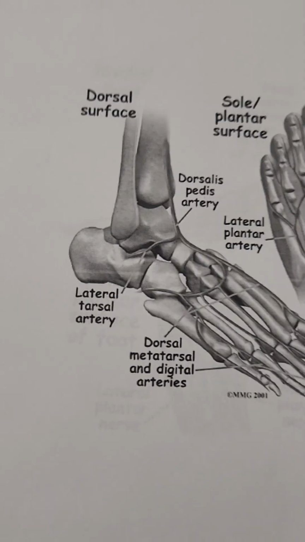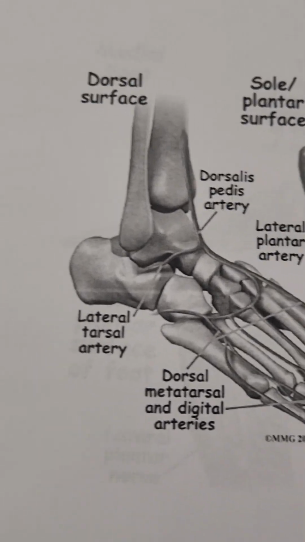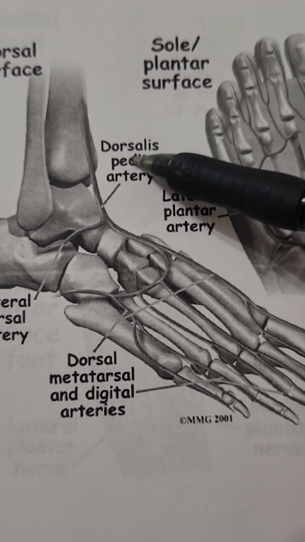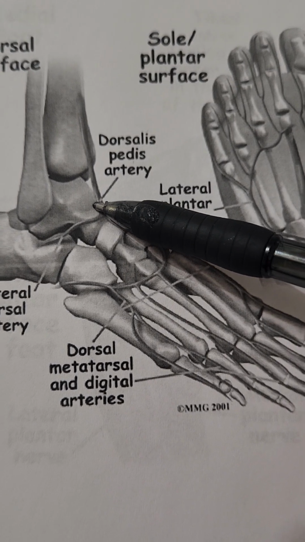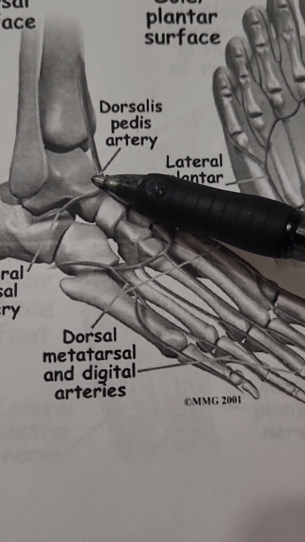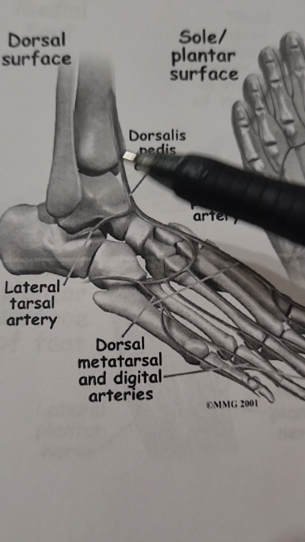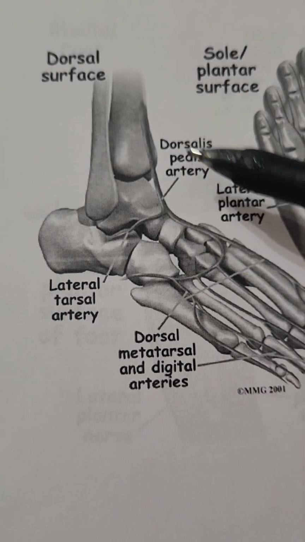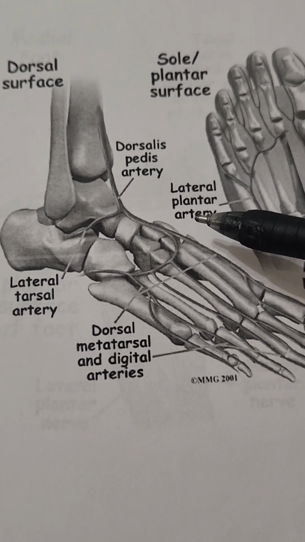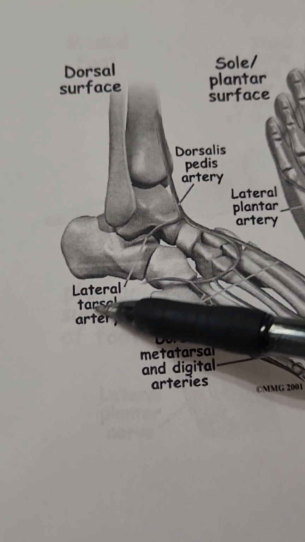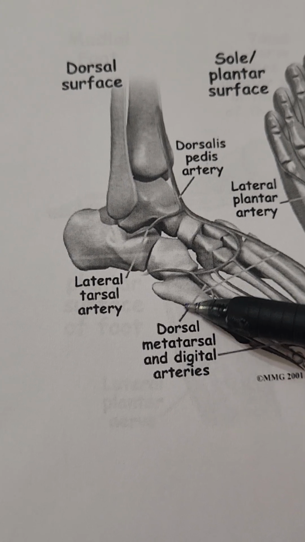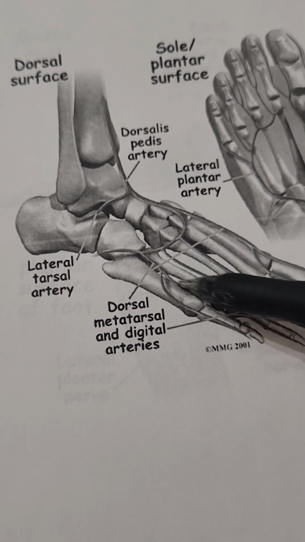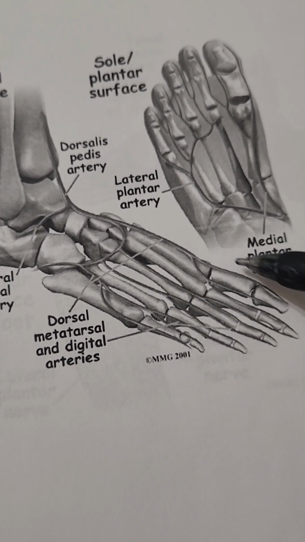Now, these are just showing you your arteries. We discussed these before when we did the ankle, but once again, dorsalis pedis artery. Whenever you go to the hospital, they want to make sure you're having blood supply to your foot. They will take their fingers and kind of put it in this area to make sure they can feel a pulse. Dorsalis pedis artery there. Lateral tarsal artery. Dorsal metatarsal and digital artery. So this supplies the blood supply to your toes, your phalanges there.